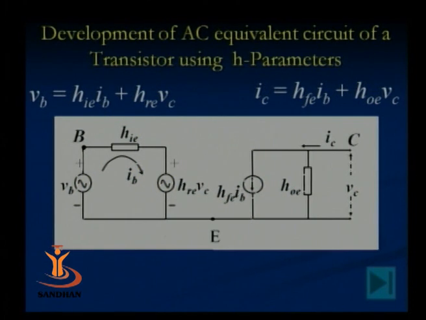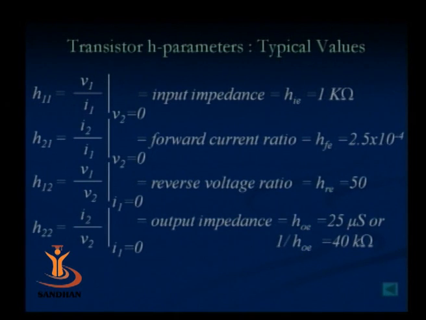So in this circuit, the emitter is common, and the base and collector currents and voltages are there, and the different H parameters can be seen. This circuit is called the AC equivalent circuit of the transistor using the H parameters. These H parameters are thus helpful to designate the activities of the transistor at the input port as well as the output port. Now, for a transistor, these are the typical values.